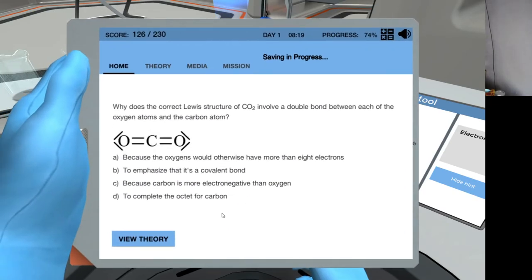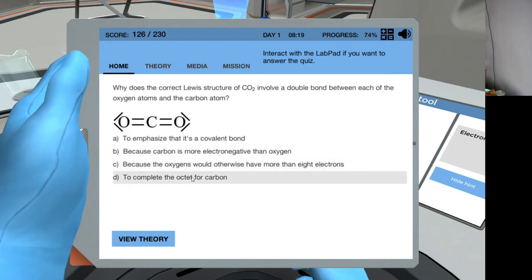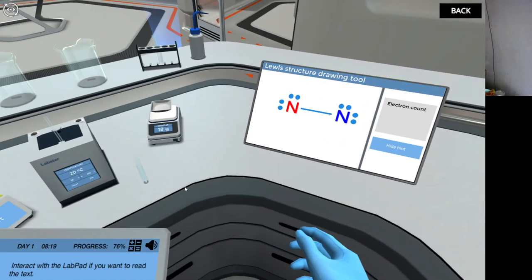Why does the correct Lewis structure of carbon dioxide involve a double bond between each of the oxygen atoms and the carbon atom? I can't remember. No, this is incorrect. I just didn't even read it and clicked. The number of bonds can be as high as 3.